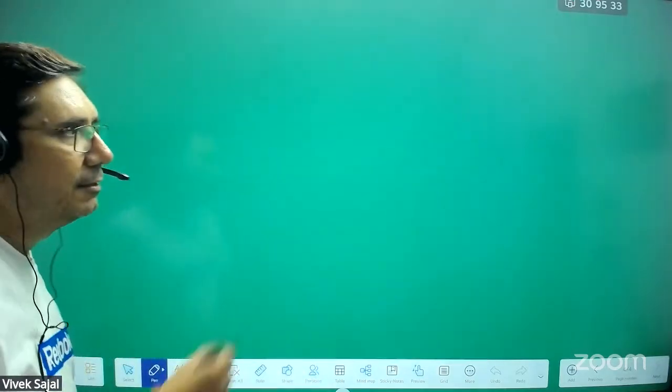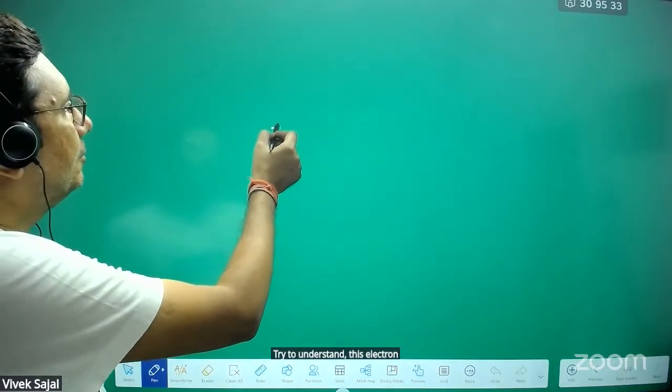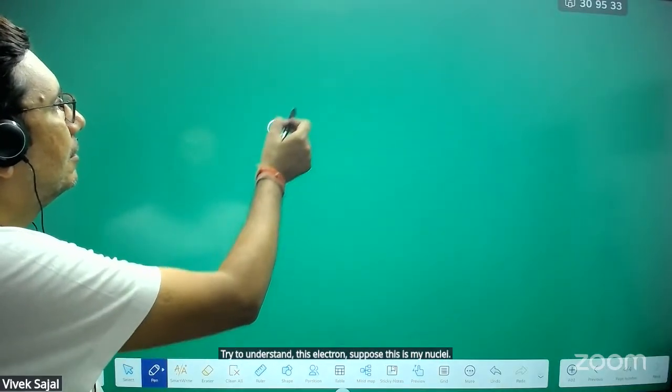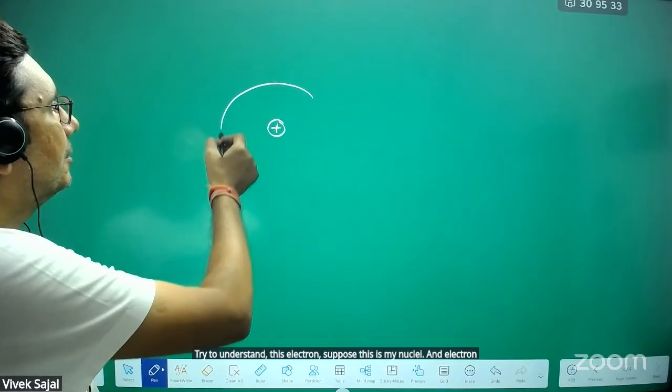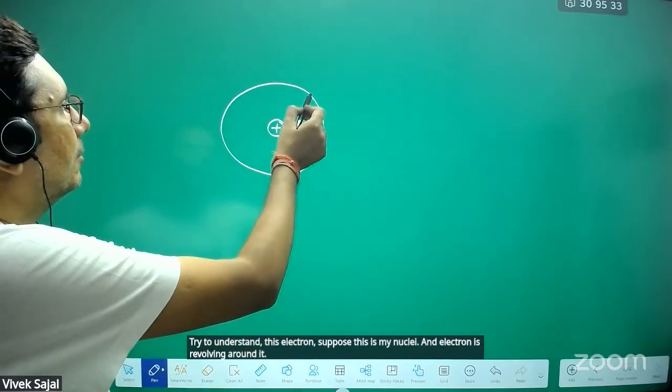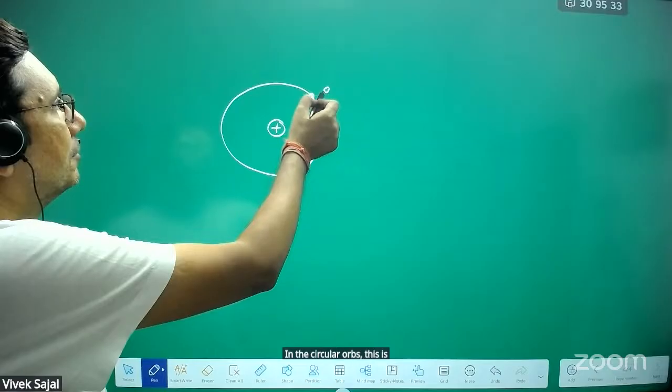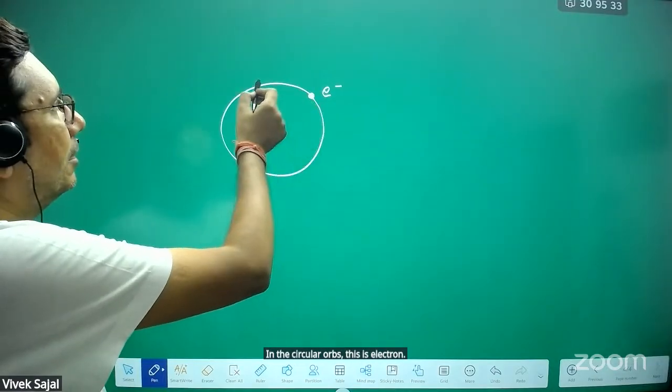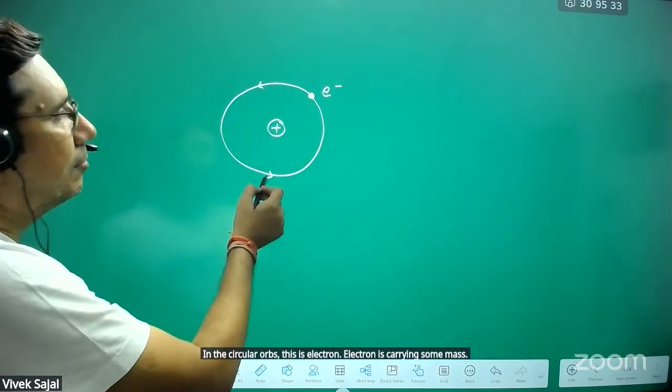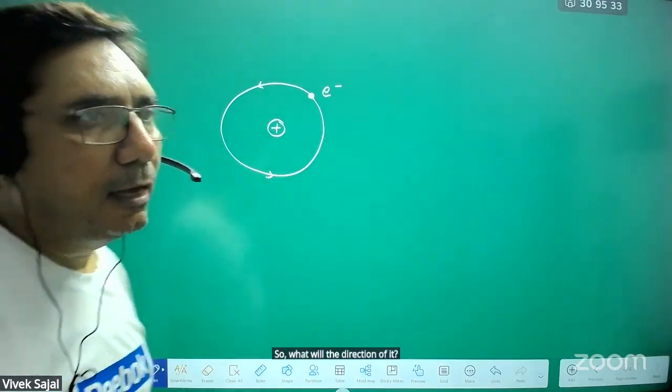In which direction will the angular momentum be, so that you are interested in components? Try to understand. Suppose this is my nucleus, and the electron is revolving around it in a circular orbit. This is the electron, carrying some mass. So what will be the direction of its angular momentum?